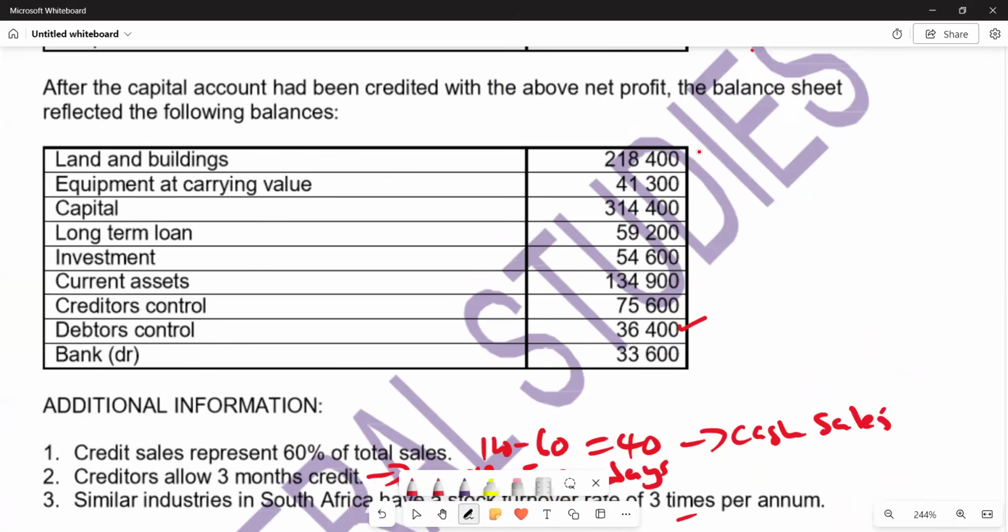Among our assets, land and buildings is an asset. Equipment at carrying value is again an asset. Capital is not an asset and not a liability, so we leave it. Long-term loan is a liability. Investment is an asset. Then current assets are assets. Beneath that, we have creditors control, which is a liability. Debtors control and the bank are current assets, which means they are inside 134,900. So we just leave them, because they are part of the current assets, for which we are given a total here.